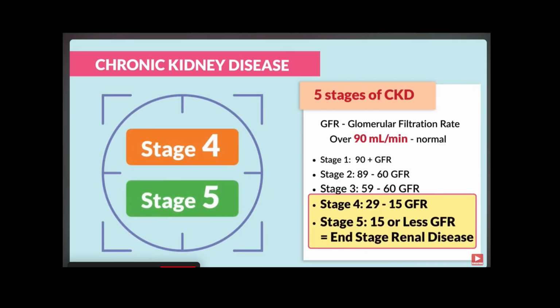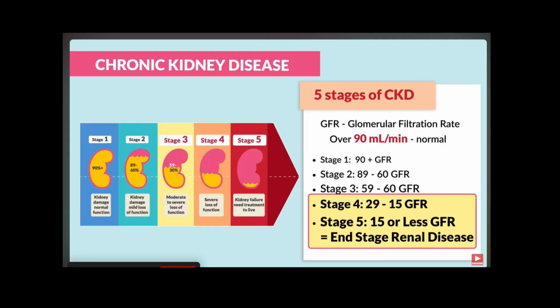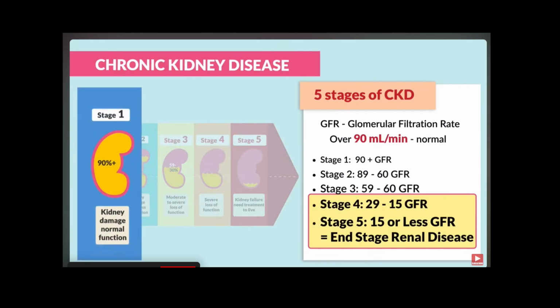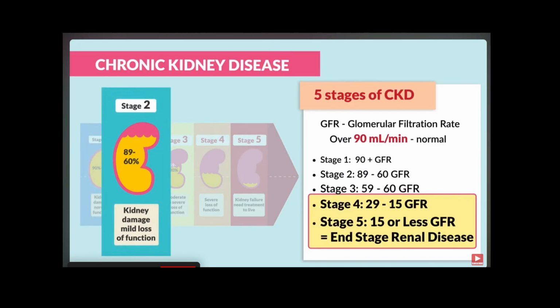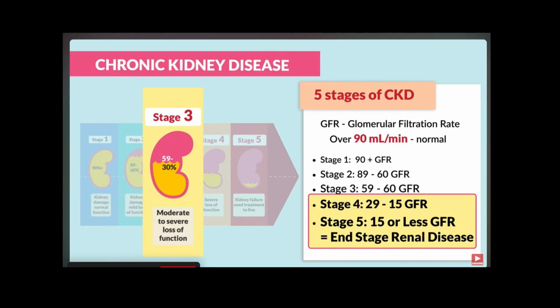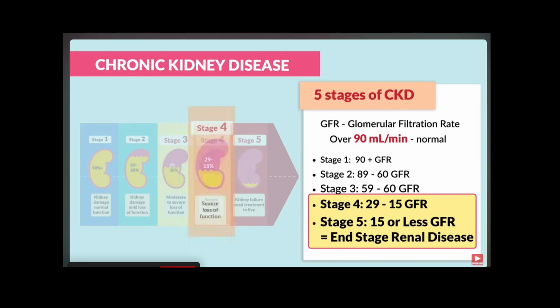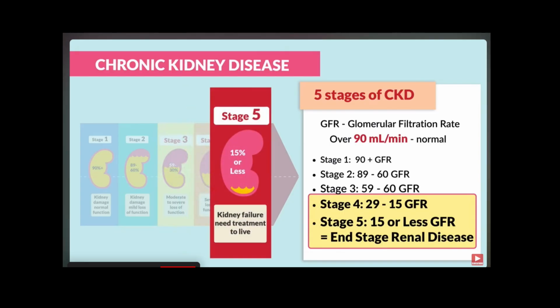So really focus on stages 4 and 5 here, since it means that the end stage of this renal disease is getting really bad. Here the kidneys are failing, basically failing to filter the blood with this low glomerular filtration rate, that low GFR. So stage 4, we have 29 to 15 GFR, and stage 5, this is the worst, 15 or less GFR. This is considered end-stage renal disease.